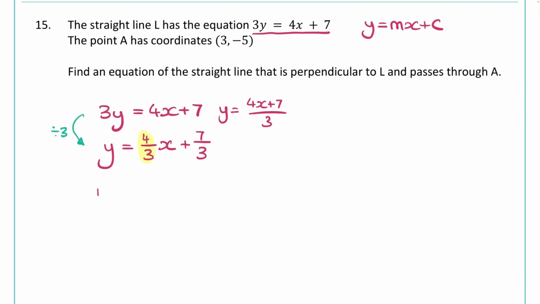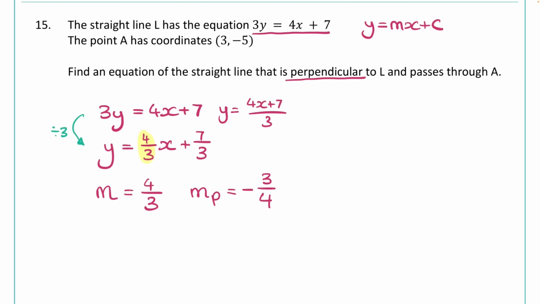Now that tells me for that line, the gradient is 4 over 3. The perpendicular gradient is the negative reciprocal. So when I get my perpendicular gradient now, all I do is flip the fraction over, so 3 over 4. If it's positive, it becomes negative, and if it was negative, it would have become positive. So it's called a negative reciprocal. That is my new gradient for this new perpendicular line.